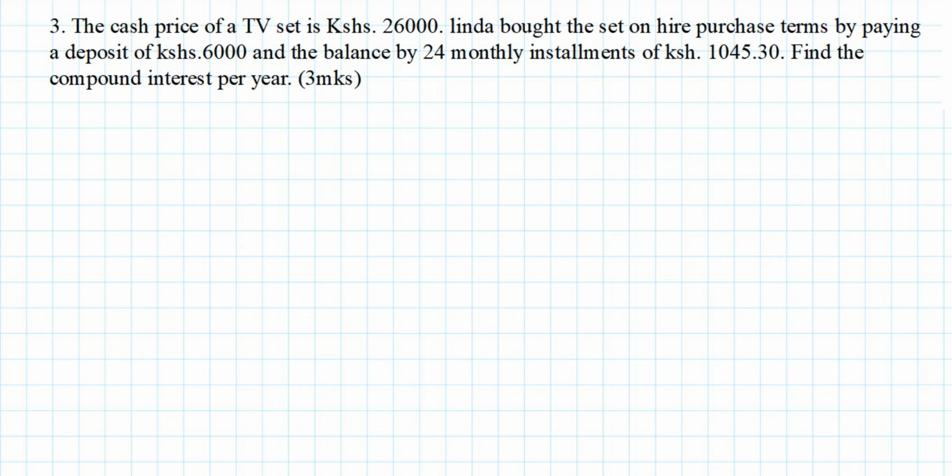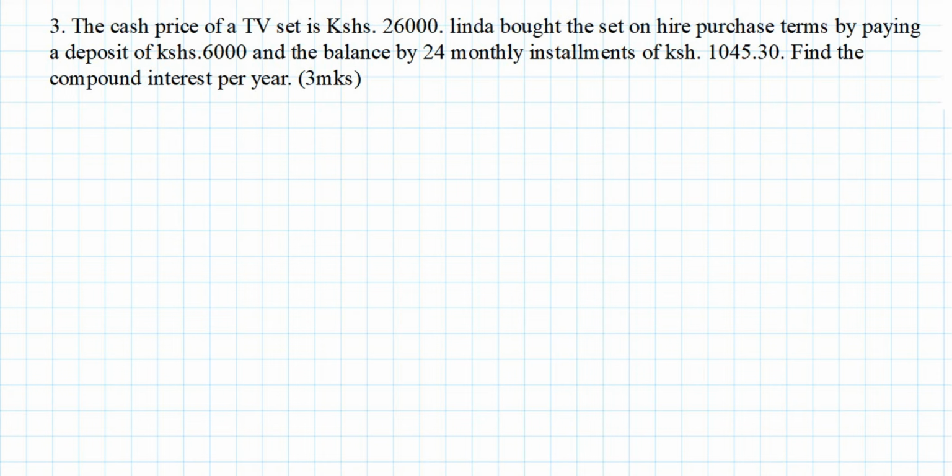So in our third question, we are told that the cash price of a TV set is 26,000. Linda bought the set on hire purchase terms by paying a deposit of 6,000 and the balance by 24 monthly installments of 1,045.30. Find the compound interest per year. And here we've been given 3 marks.